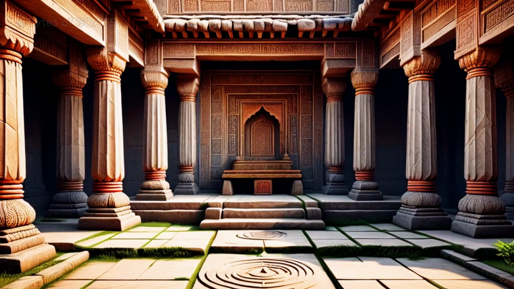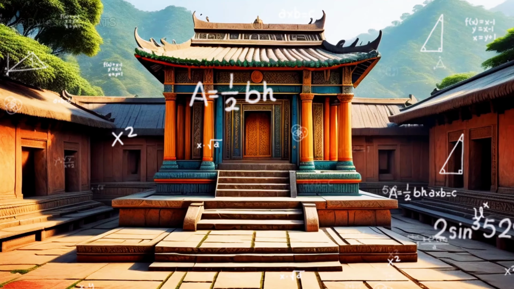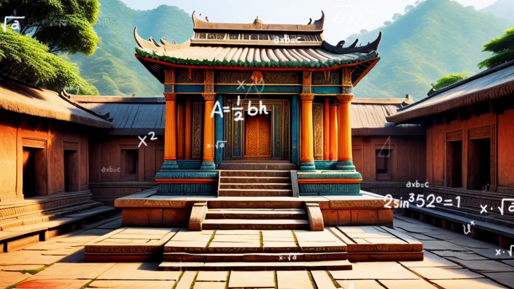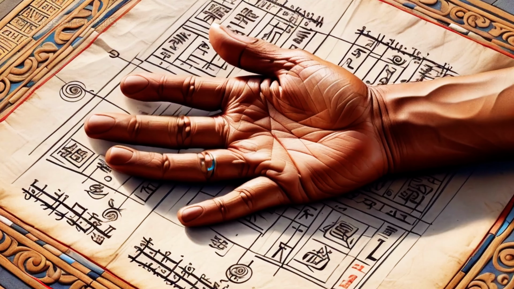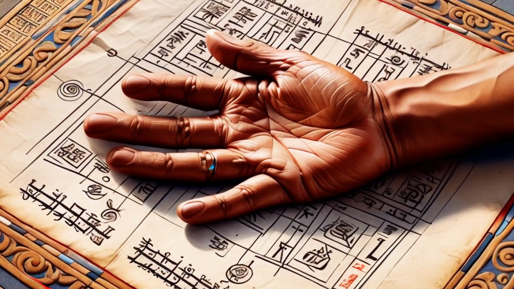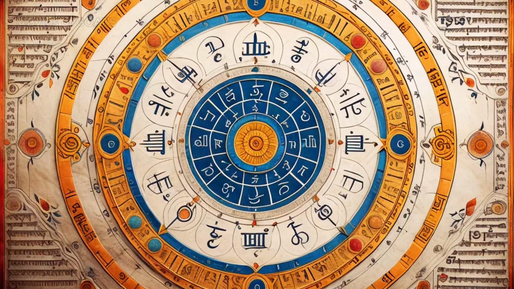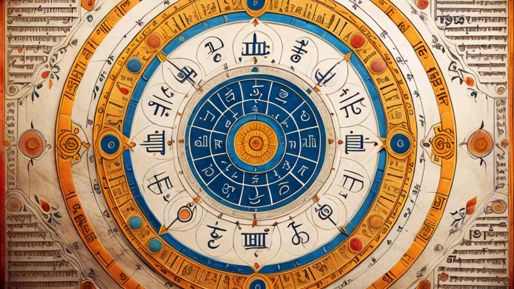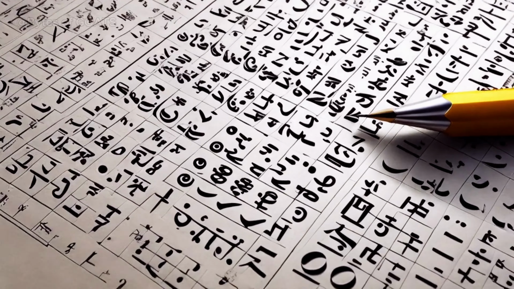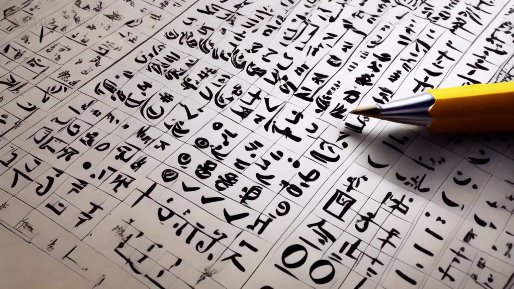Baudhayana authored one of the earliest Sulbasutras, ancient Indian texts that primarily dealt with the geometry needed for constructing altars. These Sulbasutras are among the oldest known documents in Indian mathematics. His work on these texts reveals advanced concepts far ahead of their time.